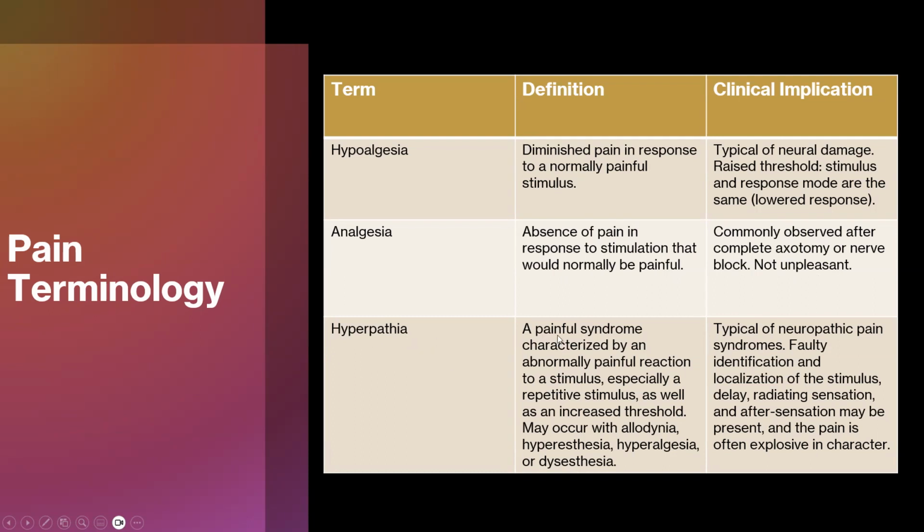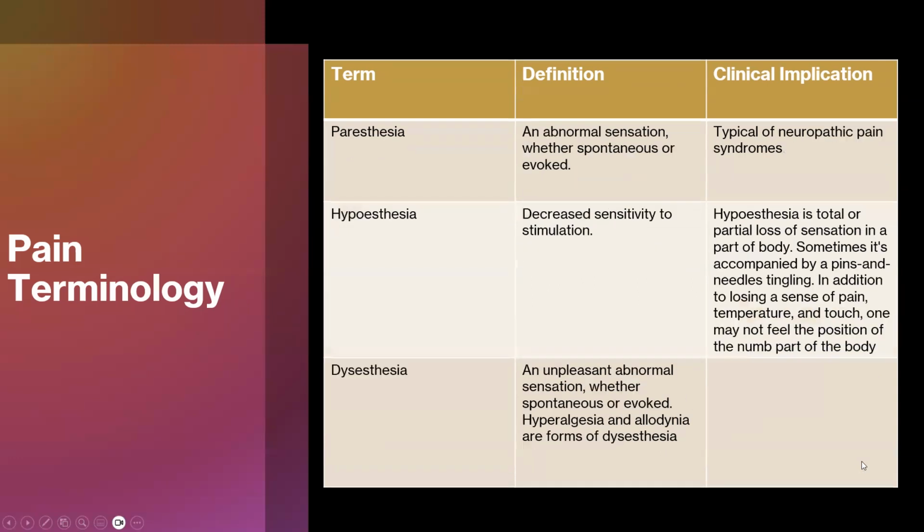Hyperpathia is a painful syndrome characterized by an abnormally painful reaction to a stimulus, especially a repetitive stimulus, as well as an increased threshold. It may occur with allodynia, hyperesthesia, hyperalgesia, or dysesthesia. If we look at its clinical implication, it is typical of neuropathic pain syndromes, with faulty identification and localization of the stimulus. Delay, radiating sensation, and after-sensation may be present, and the pain is often explosive in character.